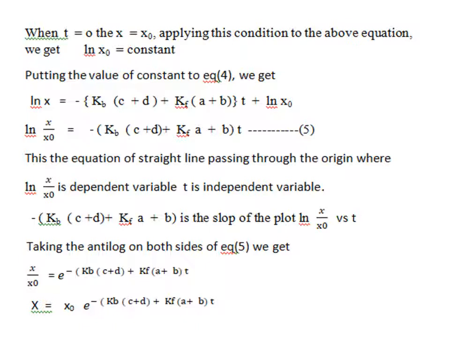This equation is an equation of a straight line passing through the origin, where log x over x naught is the dependent variable and t is the independent variable. That is, minus Kb into C plus D plus Kf into A plus B is the slope of the plot of log x over x naught versus t.